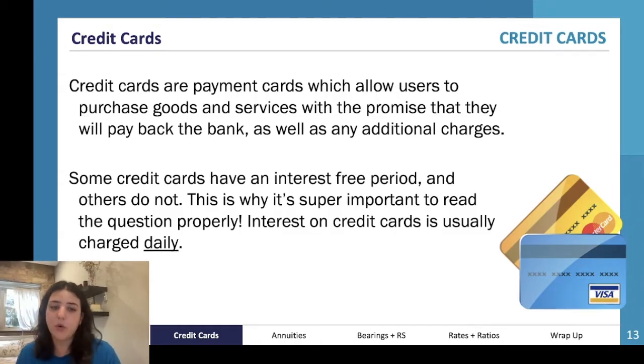So this is why it's super important to read the question properly. It'll be like, oh, this credit card has no interest paid on it from the 1st to the 5th of every month or whatever it is. But interest on credit cards is usually charged daily. Interest-free periods will be specified in the question, but they're not super common.